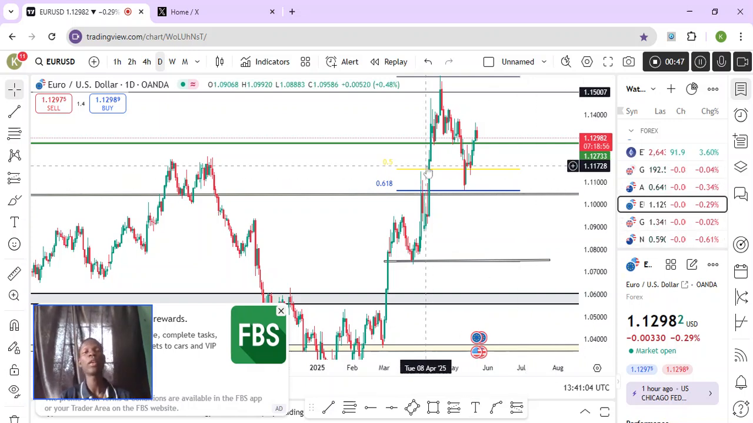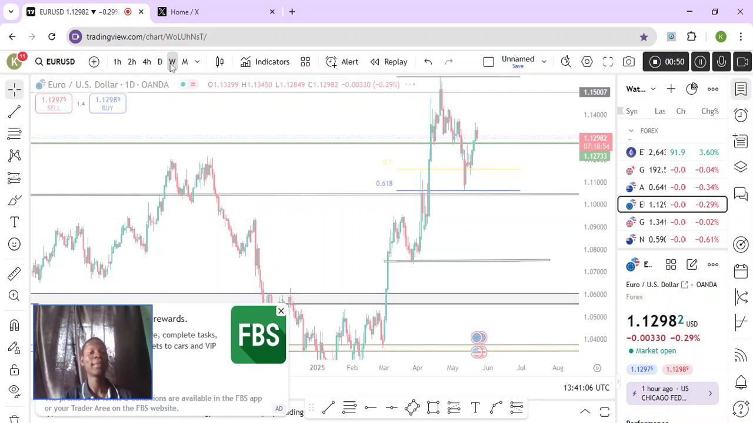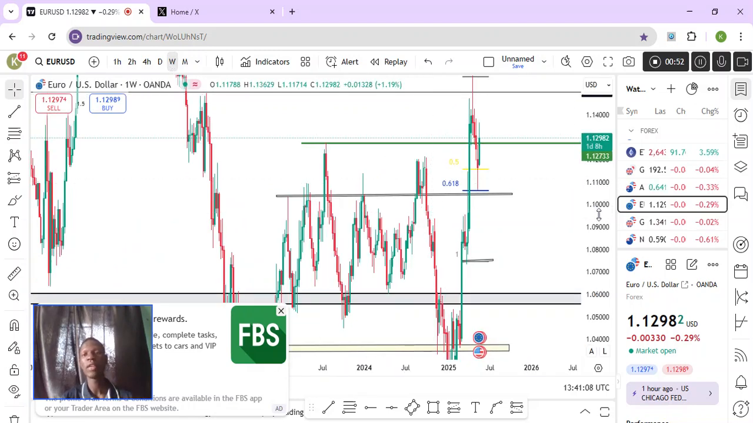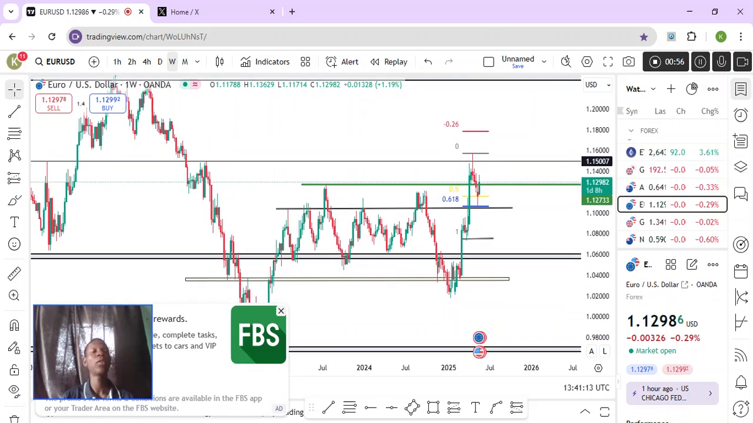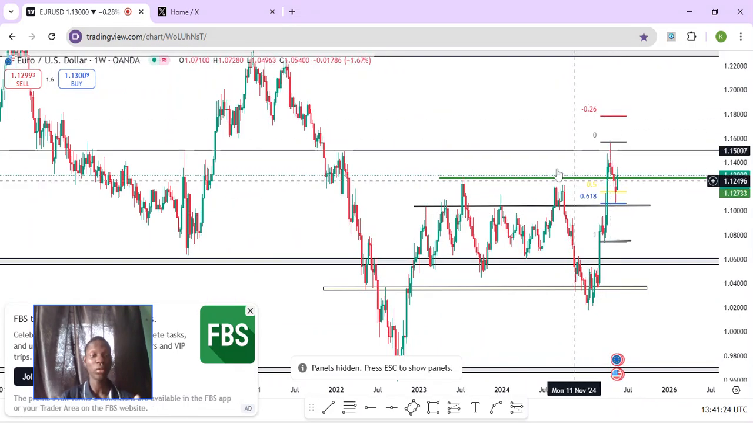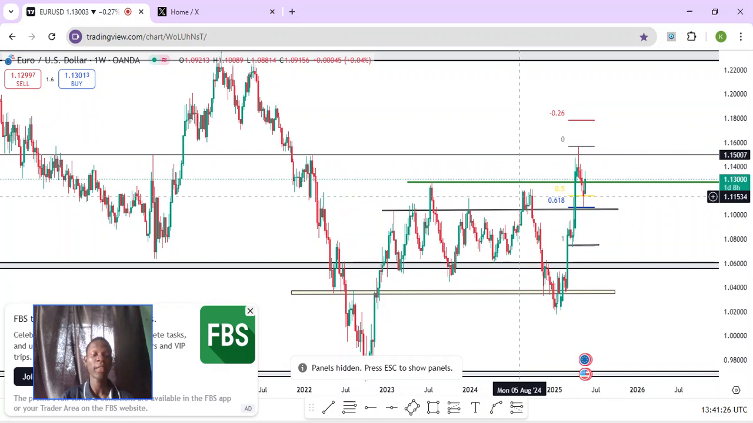So today we'll be kicking off with the EURUSD. You guys know EURUSD is the major currency pair that moves the forex market. So it makes sense for us to come to the EURUSD and see what it is doing, so we can get to know how everything is going to be.